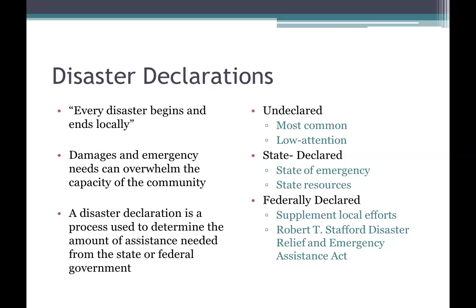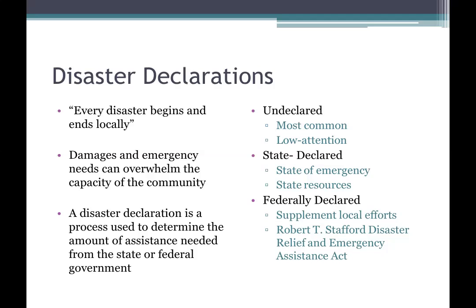In both cases, the disaster causes a lot of damage to the area, but the local community has the capacity to handle the response and the recovery. In undeclared disasters, you'll have your local COAD, your state VOAD, and other voluntary agencies typically responding, along with, of course, city and county resources as needed.